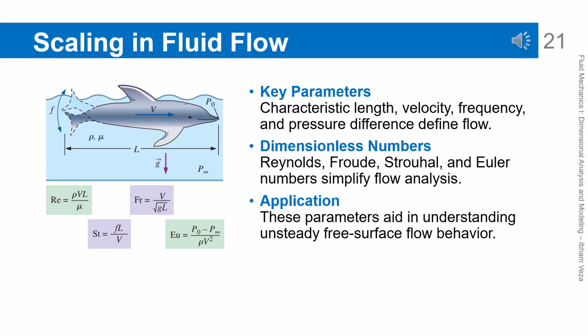Scaling in fluid flow. In fluid flow scaling, several key parameters such as characteristic length, velocity, frequency, and pressure difference are used to describe the system. These parameters are then summarized into dimensionless numbers such as Reynolds, Froude, Strouhal, and Euler. Each number represents a ratio of certain types of forces or physical effects. By using these numbers, flow behavior can be understood without depending on absolute units or scales. This approach makes flow analysis more general and flexible.